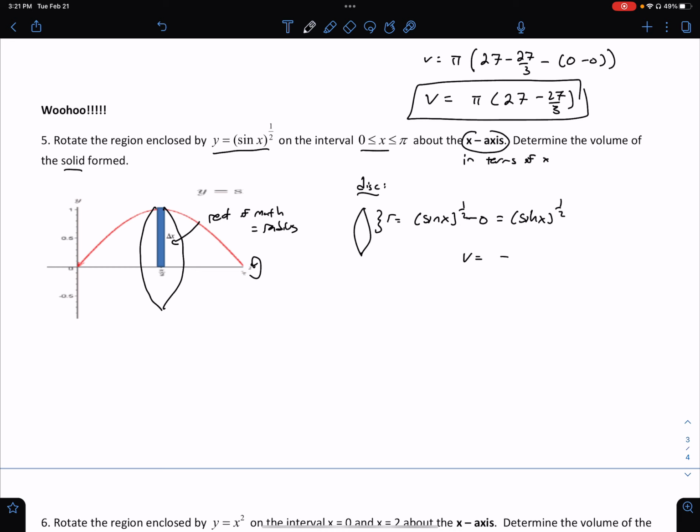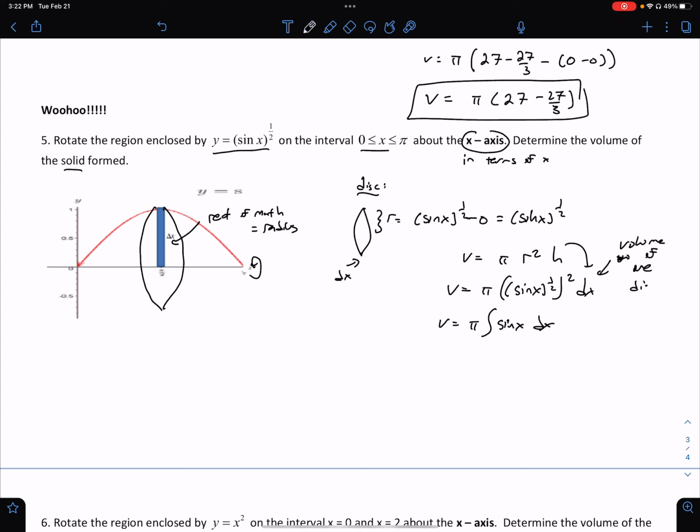Our volume, pi r squared h, and we just plug it in. Pi times the sine of x to the 1/2 squared, be careful, and don't forget dx this time. My dx is just the height, right? My height is just dx, always dx. If I simplify that, we just get sine of x dx. And now we're going to integrate that. Remember, this right here is the volume of only one cylinder.